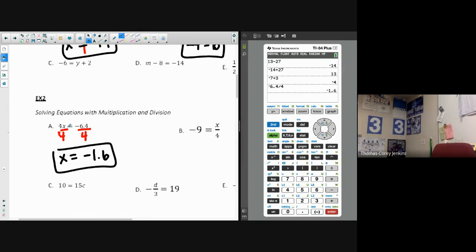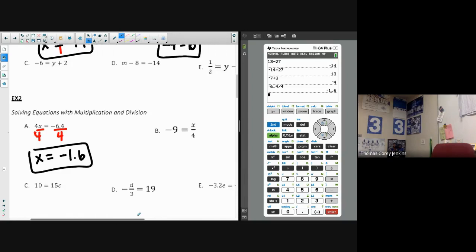All right, looking at the next one, B says negative 9 is equal to x over 4. Okay, so x over 4, what's that mean? That means x divided by 4. So the inverse operation of divided by 4 is times 4. I like to show that. I like to show times 4.